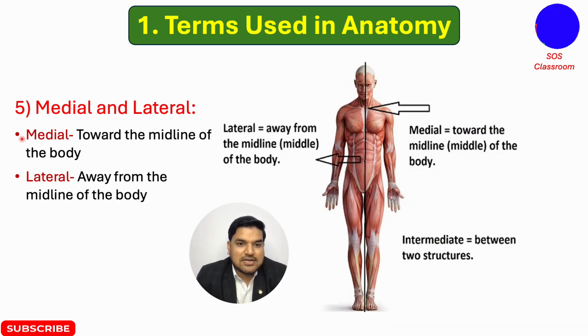Next is medial and lateral. Medial means toward the middle line of the body. This is the medial line, toward the middle of the body. And lateral means away from the middle line. Away from the middle line may be the right side or the left side. So the lateral position is divided into two: away from the middle line on the right side, right lateral, and away from the middle line on the left side, left lateral. These are the medial and lateral positions.